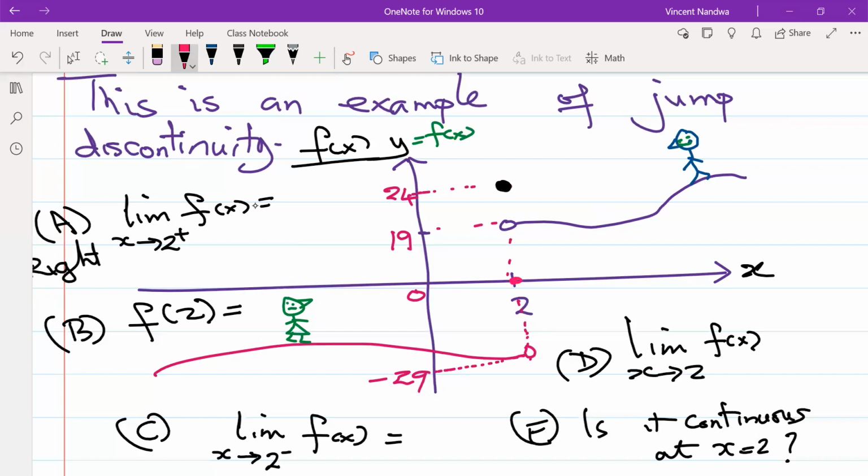As the boy moves closer and closer to the line x equals 2, what is the value of the function? 19. You don't need St. Peter's to tell you that. Yes.